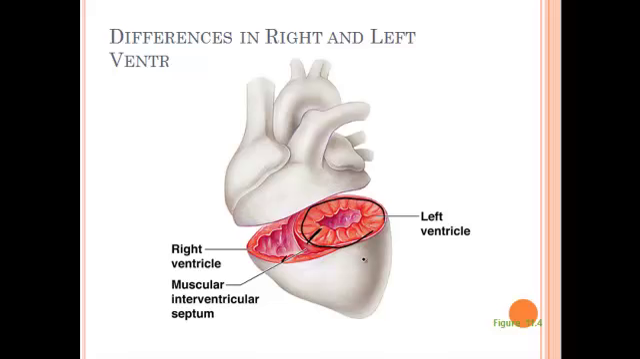This is the stronger side of the heart because this is the side that is pumping that blood all over the body. Whereas the right side is just pumping it to the lungs and back, so it's not as thick. So the thickness of the myocardium is telling you how strongly that part of the heart is pumping.